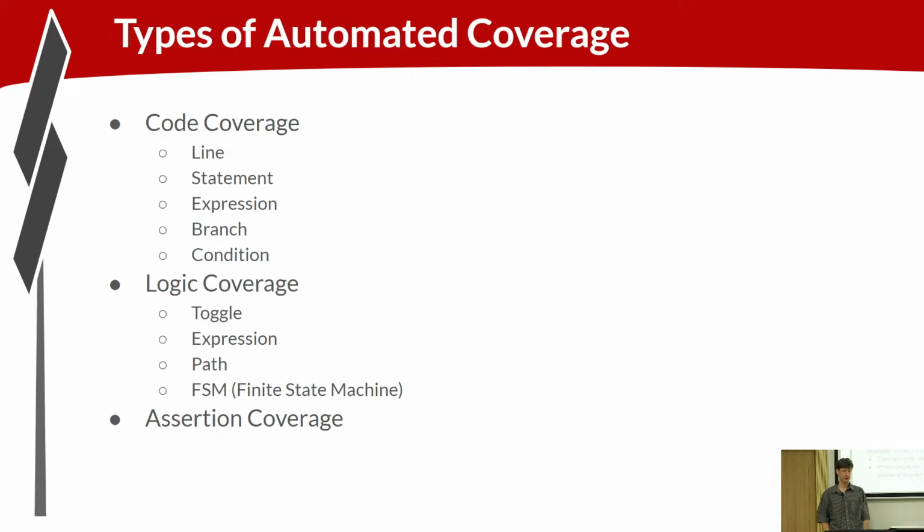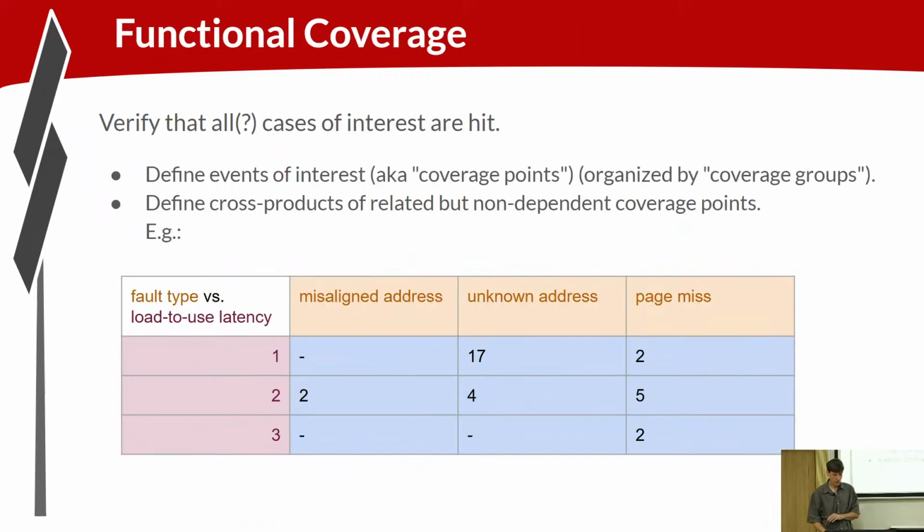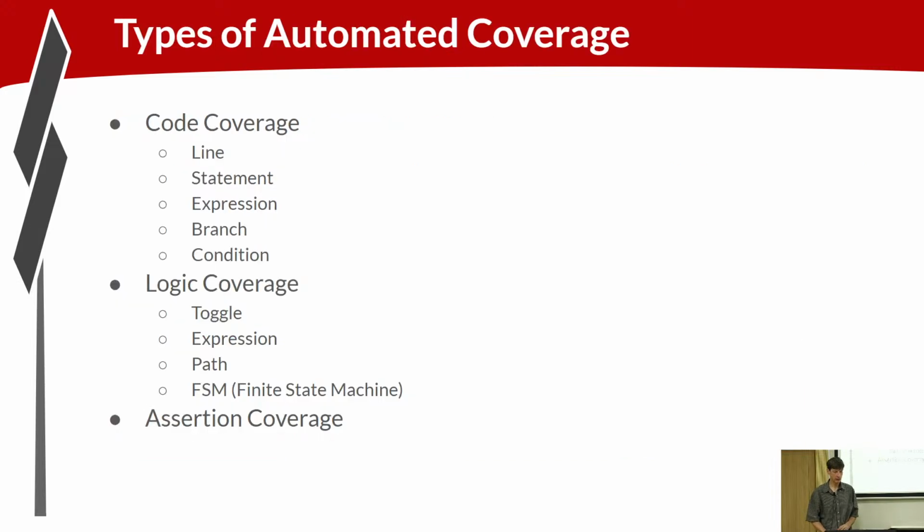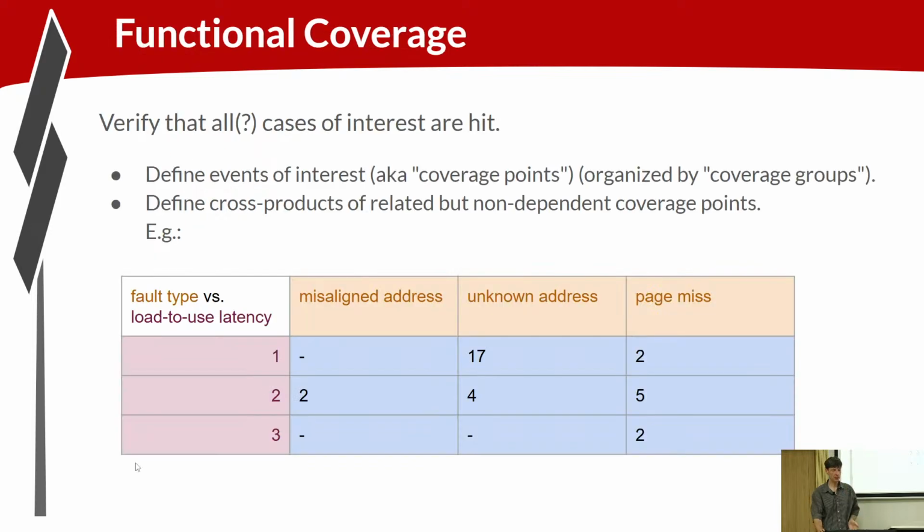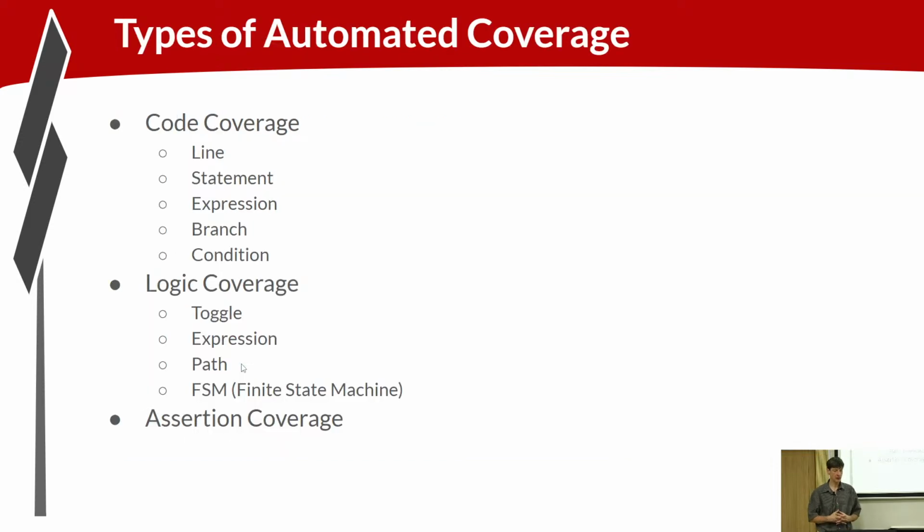Okay. So we were talking about coverage. We talked about creating these cross products and filling them in. These cross products are defined by the engineers. There are other types of coverage that are automated, so that you sort of get them for free for whatever they're worth.